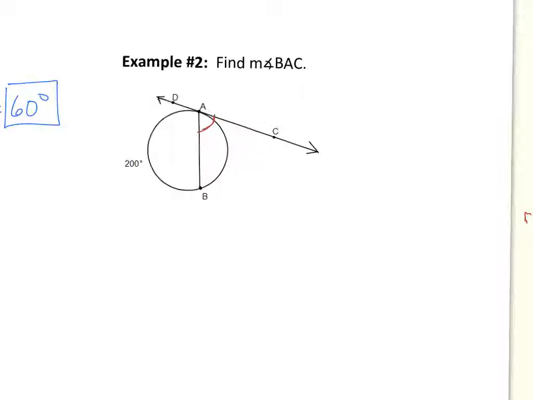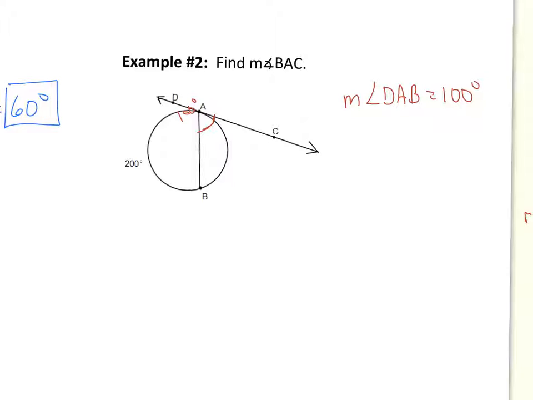So since the arc is 200 for this tangent and this chord, I know the measure of angle DAB would be half of that, so that's 100. So I know this angle here would be 100. Unfortunately, that's not the angle we're looking for.